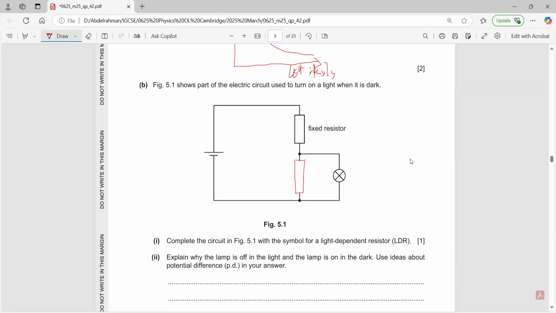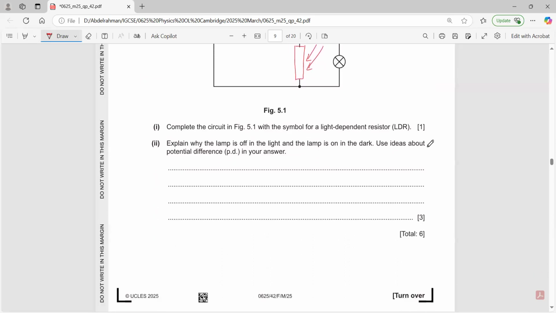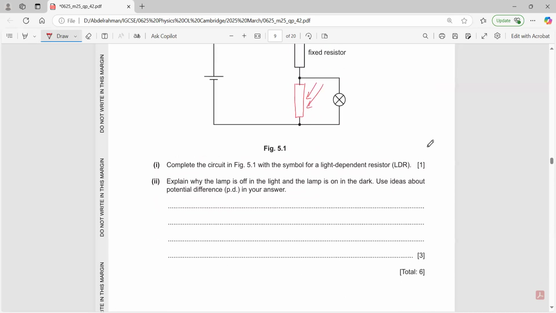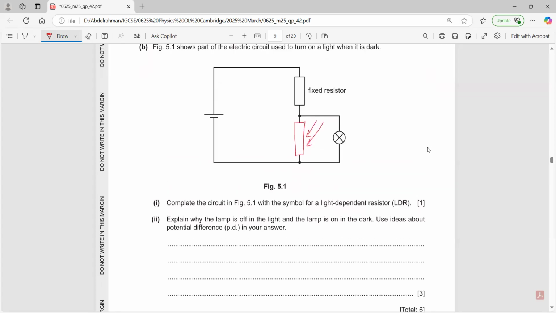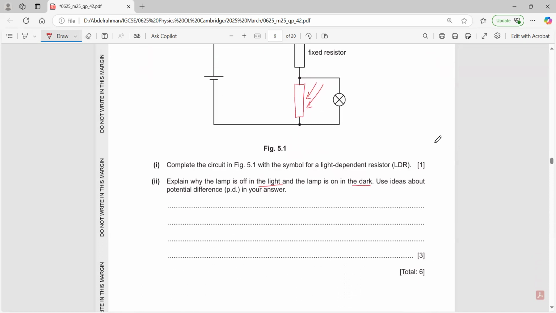Light-dependent resistor with the arrows going towards the resistor. Explain why the lamp is off. Explain why the lamp is off in the light and the lamp is on in the dark. Use your ideas about the potential difference in your answer. In the light, what happens to the resistance?